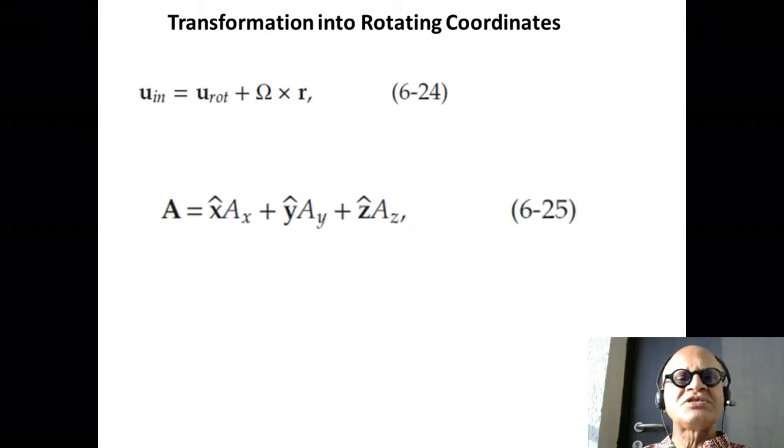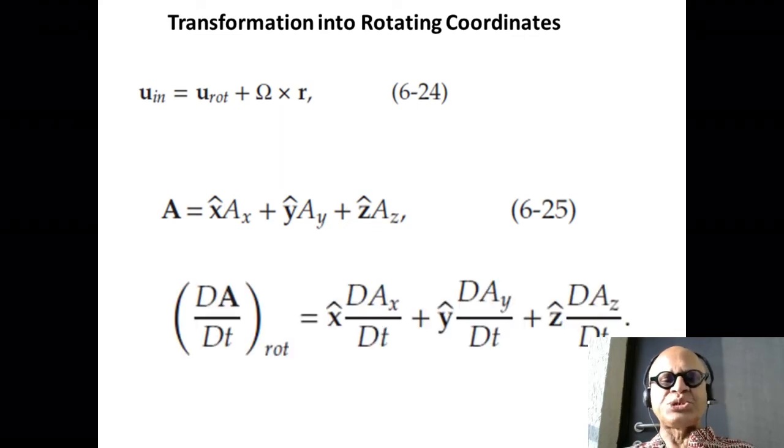So u inertial is again u rotational plus omega cross r. Omega is a rotational vector, r is the distance vector. So it's the u in the rotational framework and the velocity added by the rotation itself. So any vector A can be written as unit vector x times Ax plus y hat times Ay plus z hat times Az, where Ax, Ay, Az are of course components in each direction. Then the total derivative dA/dt is going to be dA/dt in the rotational framework.